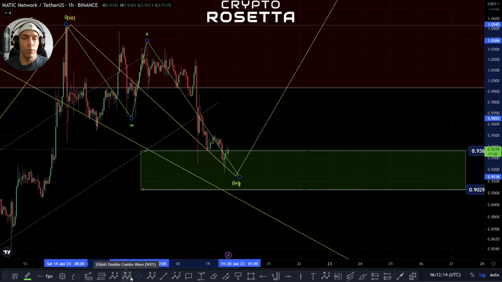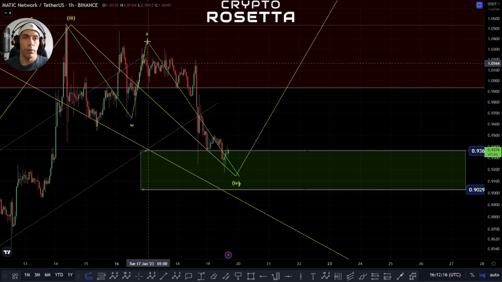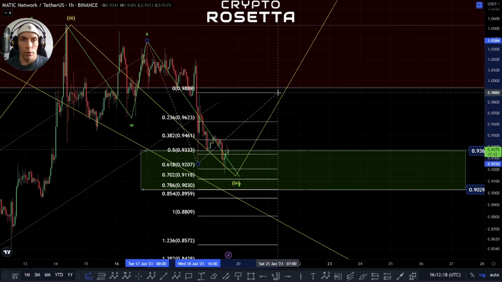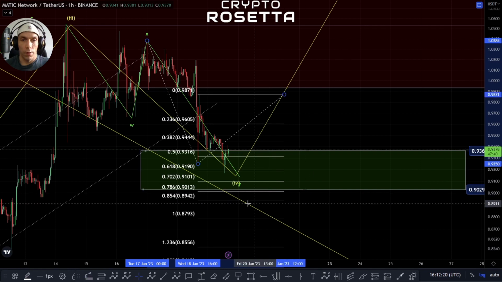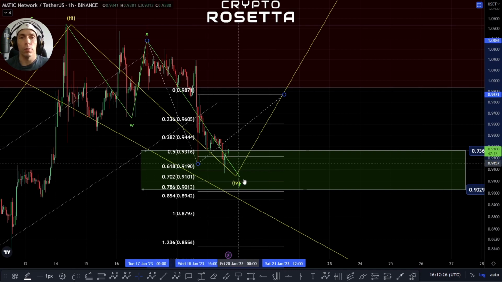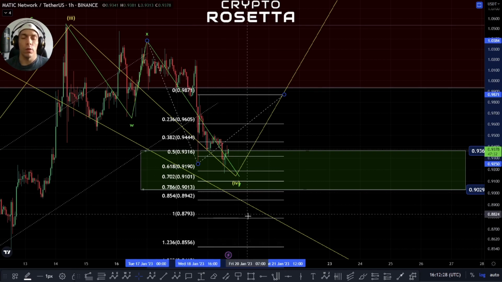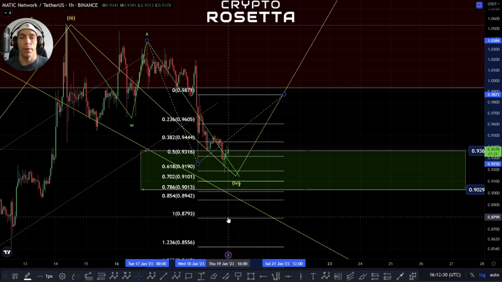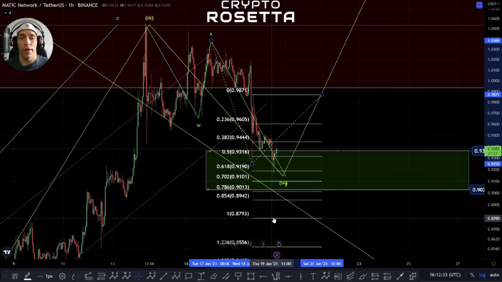However, we need to bear in mind that if I throw this fib onto here, go down into here, come back up into this zone here, the 1-to-1 potential is actually down here at the 7893. So if we actually look to push down deeper, this would be a zone that I would be looking to potentially test.